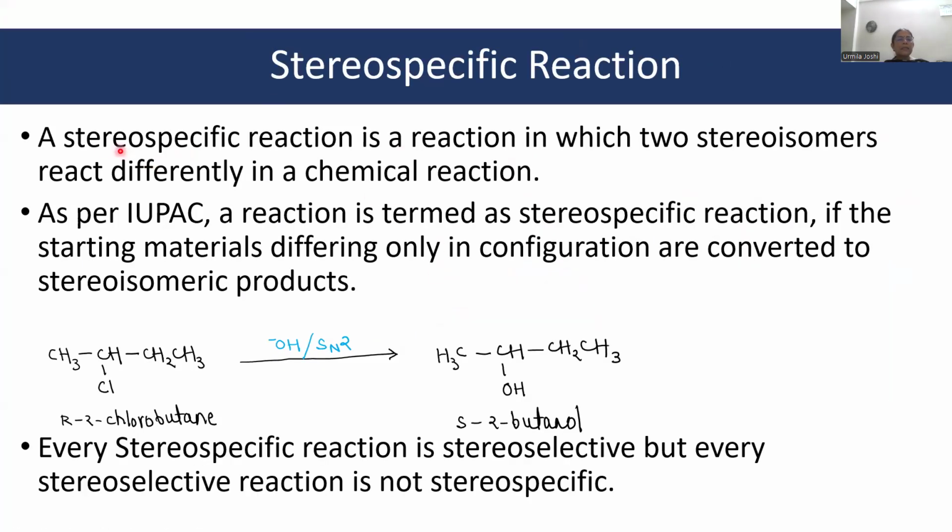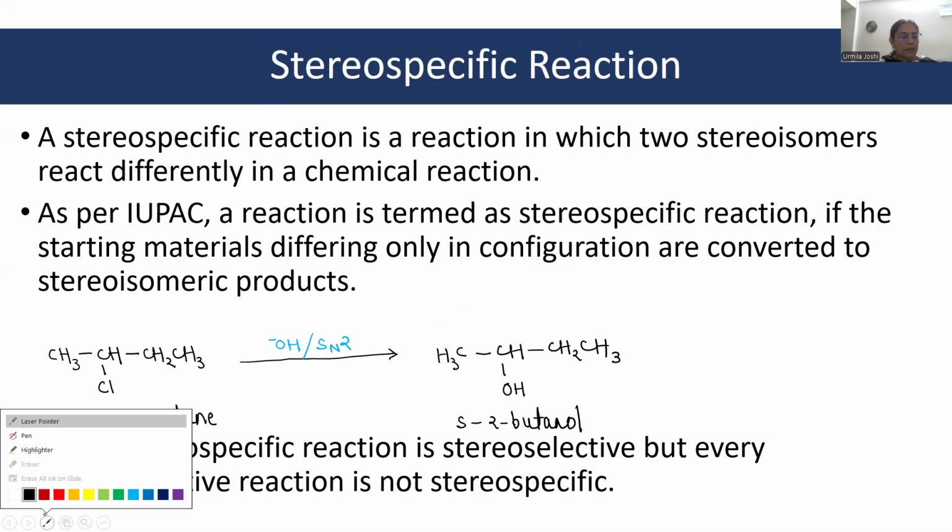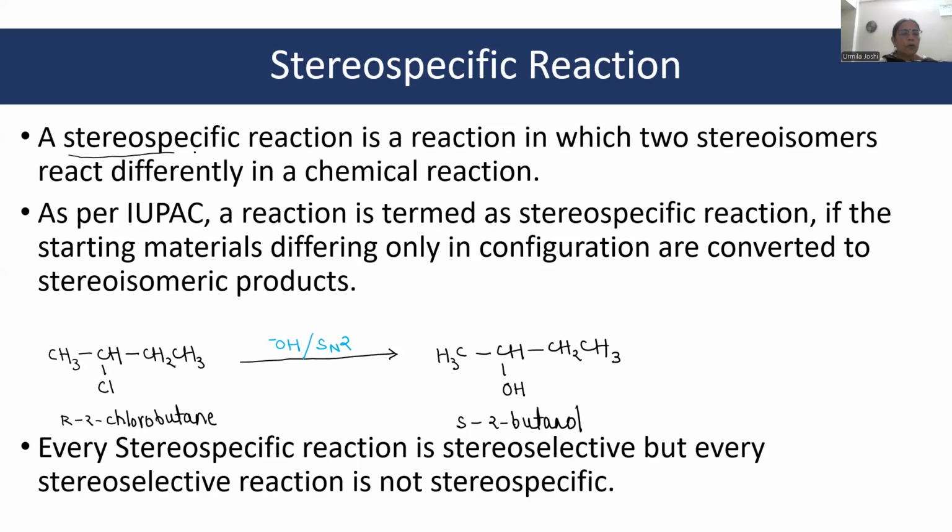Now, coming to a stereospecific reaction. It is a reaction in which two stereoisomers react differently in a chemical reaction. IUPAC has explained a stereospecific reaction as a reaction in which the starting materials differing only in the configuration are converted to stereoisomeric products.